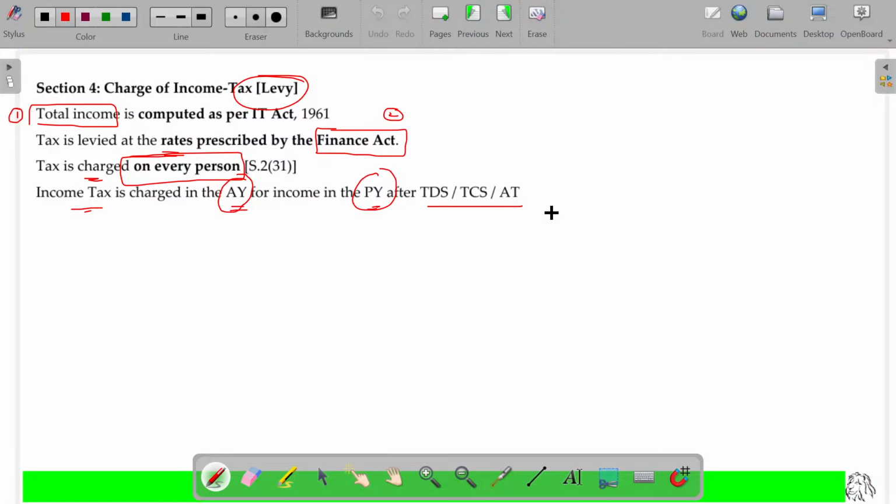And the next one is the charging section, Section 4, chargeability. There should be a total income found out or calculated as per the Income Tax Act. Second, you have to apply the rates mentioned in the Finance Act. Third, it is applicable for every person. Okay, who is called a person, sir? We'll see later on. Okay, sir, I know who is a person. Huh? Yourself or myself, both are persons.